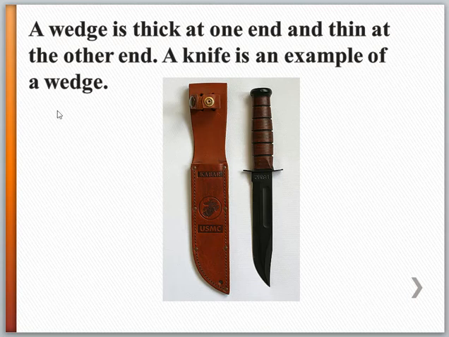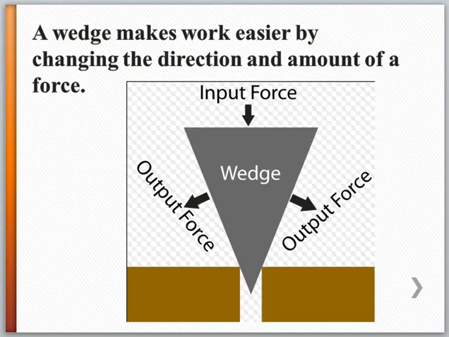It's well done. But the edge of a knife is an example of a wedge. A wedge makes work easier by changing the direction and amount of a force.